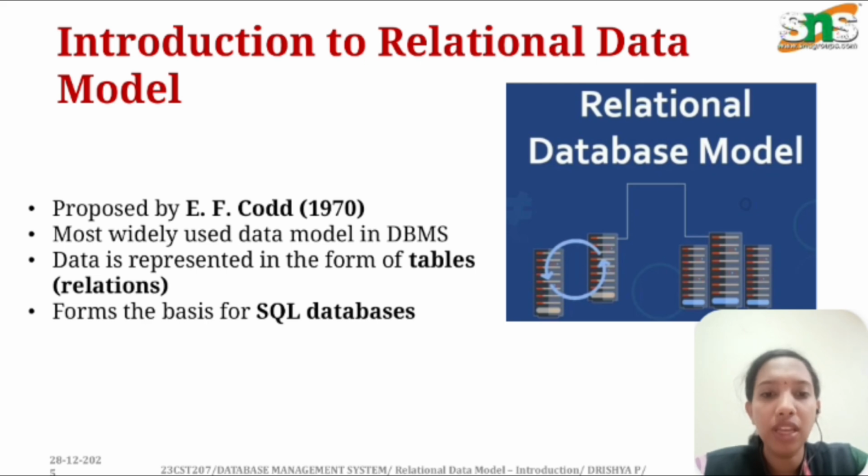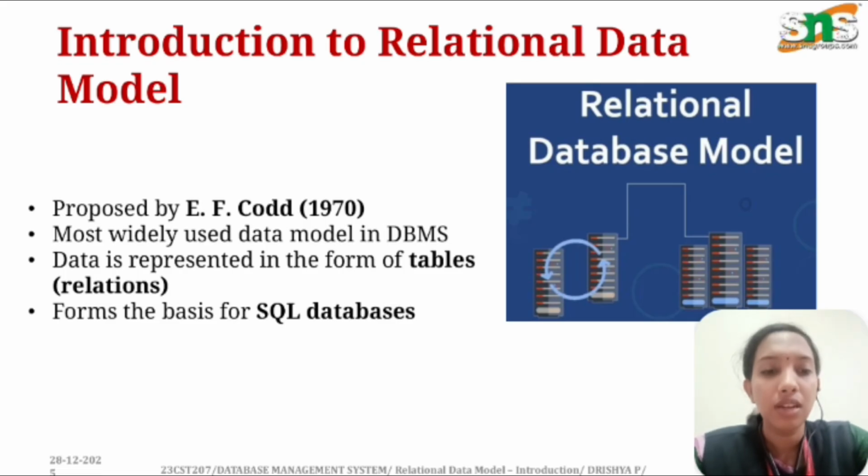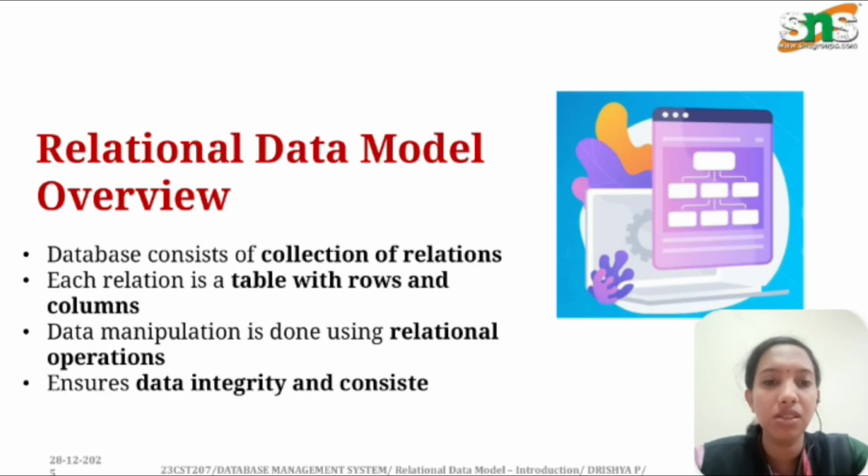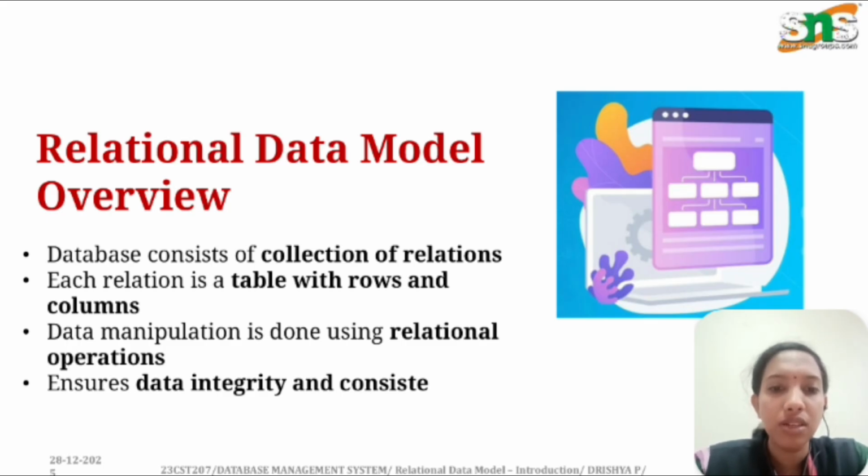It was proposed by E.F. Codd in 1970. It is the most widely used data model in DBMS. Data is represented in the form of tables, and a table is known in DBMS as a relation, which forms the basis for SQL databases. So, relational data model overview. A database consists of a collection of relations. Each relation is a table with rows and columns. Data manipulation is done using relational operations, which ensures data integrity and consistency.